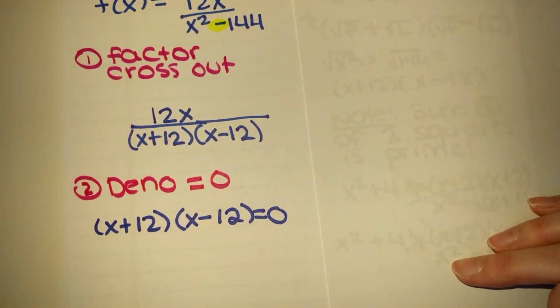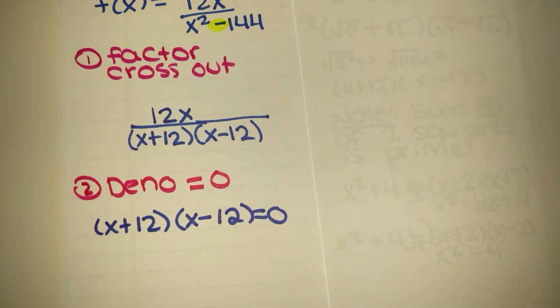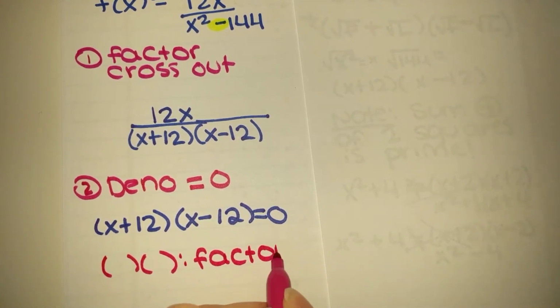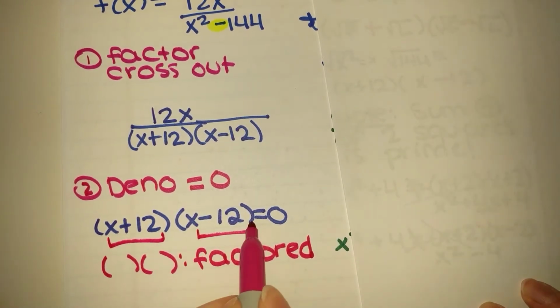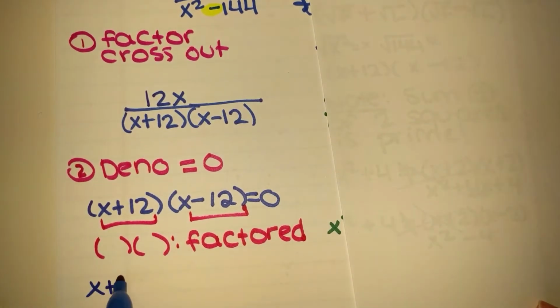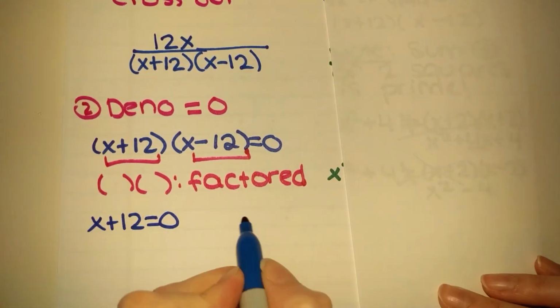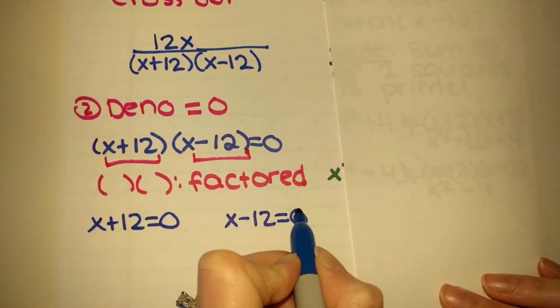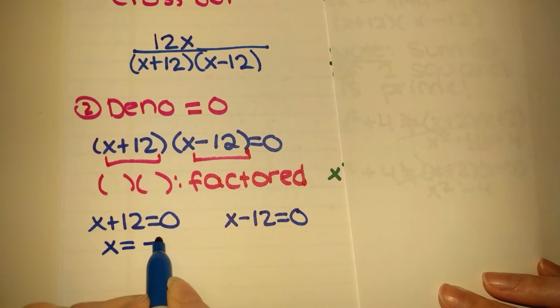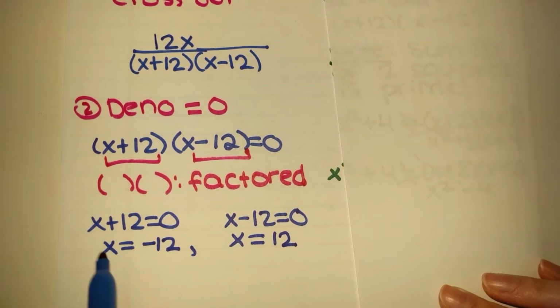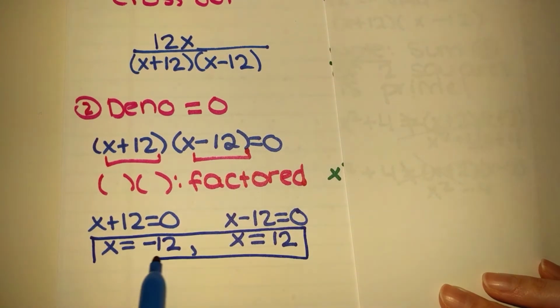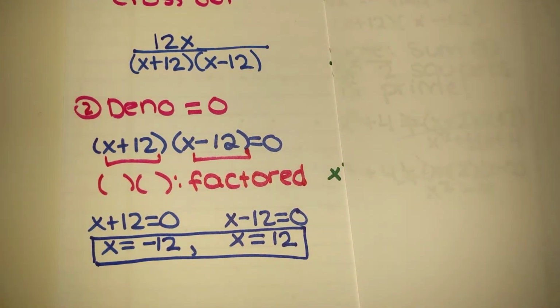When we set that equal to 0, it's important to notice that because we have parentheses, that is factored. And when it is factored, you can just set each of these factors equal to 0. So we don't need to distribute or anything. We just need to set x plus 12 equal to 0, and then set x minus 12 equal to 0. And so when we do that, we get negative 12 and positive 12. So our vertical asymptotes would be exactly this: x is equal to negative 12 and x is equal to positive 12.